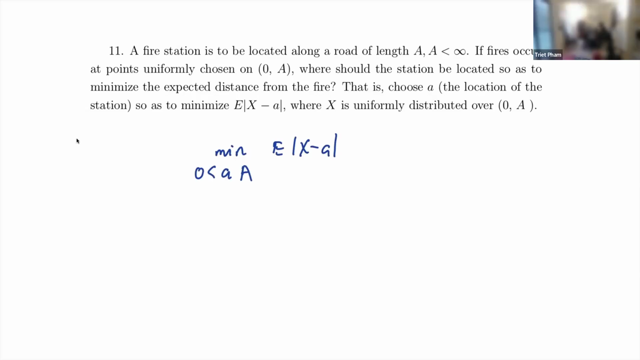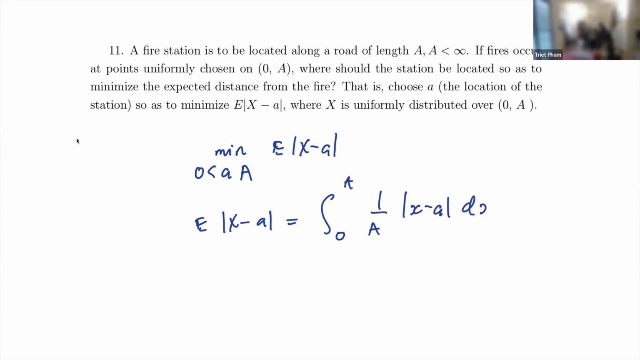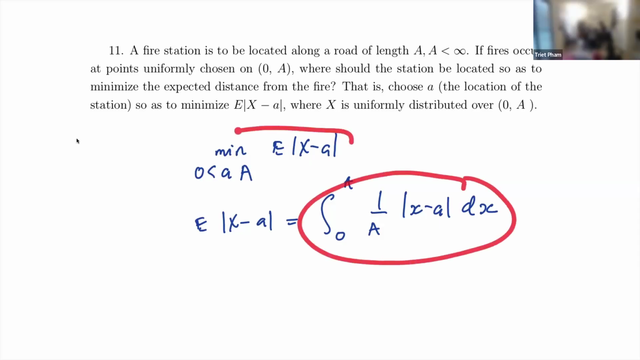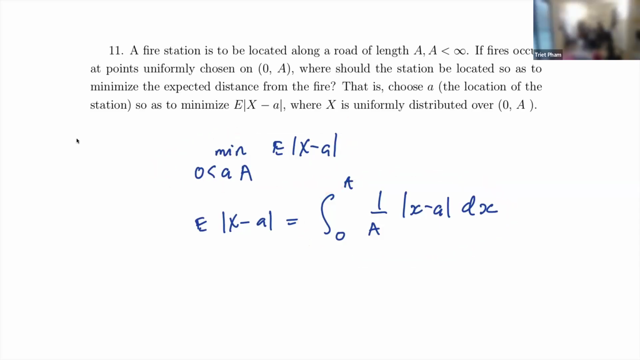So I guess let's first try to see what this is. So the expectation of |x minus little a| is the integral from 0 to big A of 1 over A times |x minus a| dx. That's by definition of the expectation of uniform. All right. Now, what can we do with this in order to answer this question? What should our next step be?